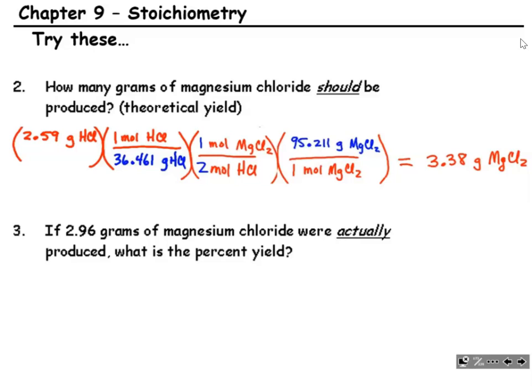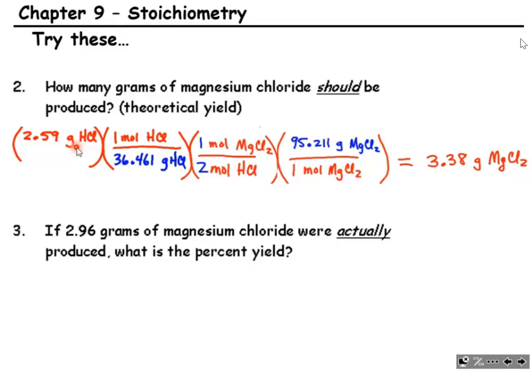So that's how much we would make. We call that the theoretical yield. That's how much you should get based on if all of that gets reacted. All right, that's how much you should get, theoretical yield. So theoretically, if all the HCl gets used up, you should be able to make 3.38 grams of magnesium chloride. That's what it says. All right.